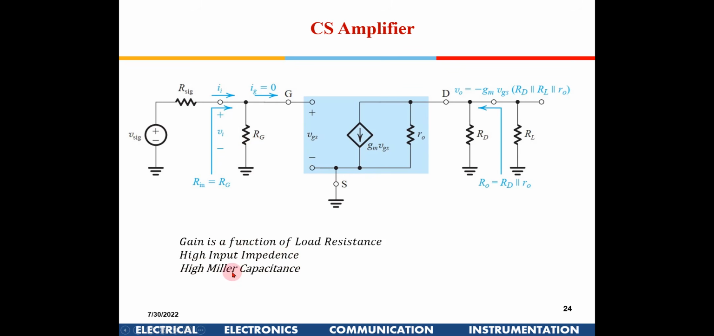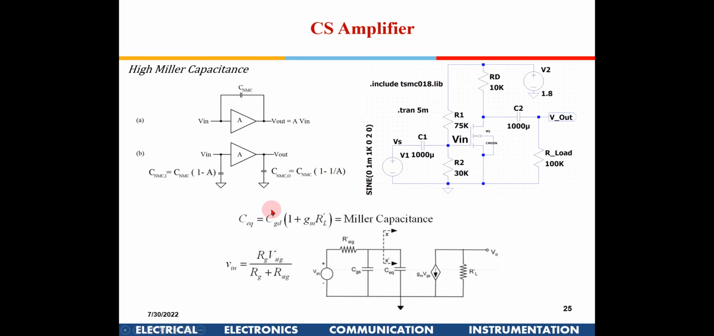The third one is that it has an issue with high Miller capacitance, so that restricts its operation at high frequencies. Let me explain what high Miller capacitance is. You can go through your BTech, I think in the Miller case, this derivation is given there. You have a Vin. If you have an amplifier and a capacitance which connects the input to the output like this, then this is the equivalent circuit. The effective capacitance now will be 1 minus A, where A is the gain.